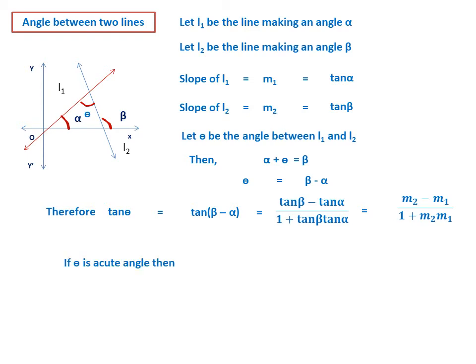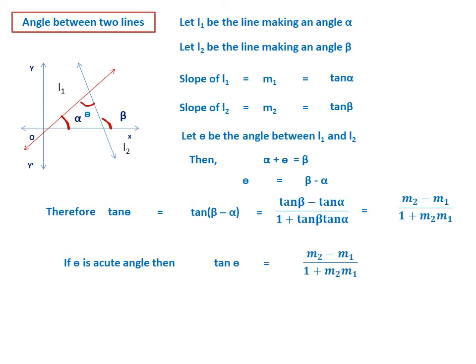Therefore, if theta is acute, here the problem is theta can be both acute and obtuse. Whenever two lines intersect, one angle will be theta, and the other angle will be 180 minus theta, because they form a linear pair. So if theta is acute, 180 minus theta is obtuse. If theta is obtuse, 180 minus theta is acute. Therefore, we are talking about the acute angle.